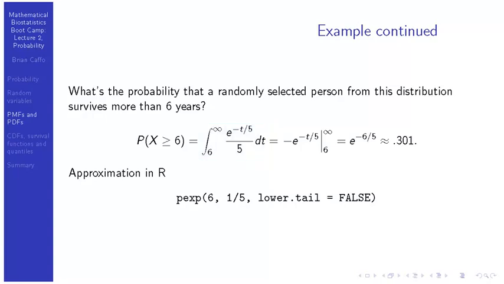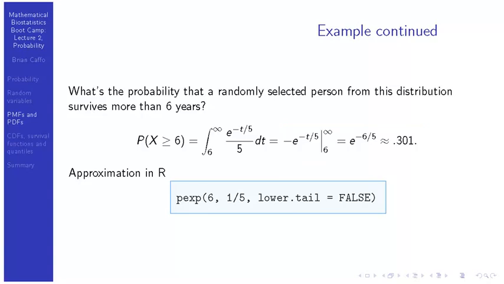And you can go through the calculus here to get that that works out to be about 30%. In the statistical programming language R, you can do this automatically. It just does the integral for you. It uses a numerical approximation, and you just write px 6 for the fact that we want the probability of 6 or larger.